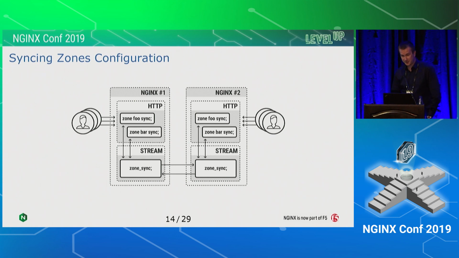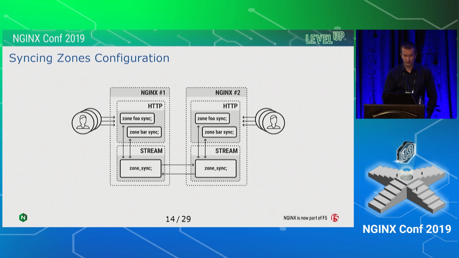And here is a very basic scheme of moving parts in our setup. We'd like to have a cluster of two nodes, Nginx number 1 and Nginx number 2. And in these nodes, we have some HTTP modules working with zones foo and bar. And we add a stream module, a stream subsystem in Nginx, that the zone sync module operates in. It knows about the zones that it needs to synchronize, and it communicates with the same module on another node.